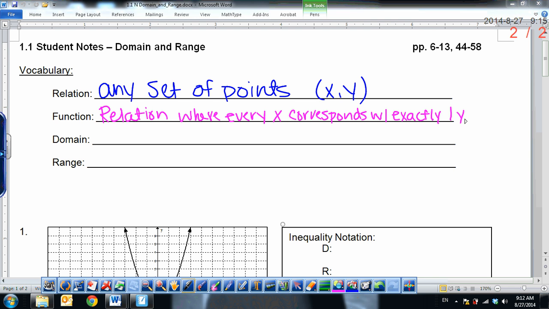All right, what do we know about domain? It's all your x values, and it does always go from left to right, your smallest x value to your biggest x value. Is your domain representative of your independent variables or your dependent variables? Independent. X is always independent. Domain is your independent variables.